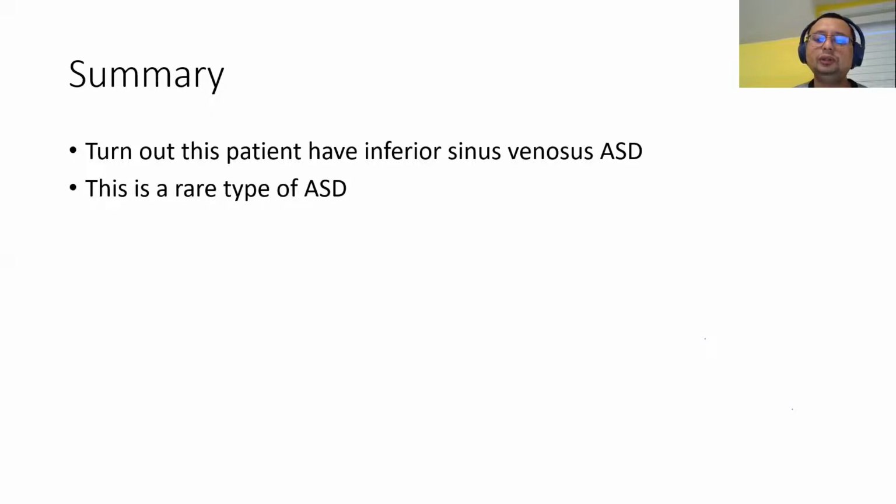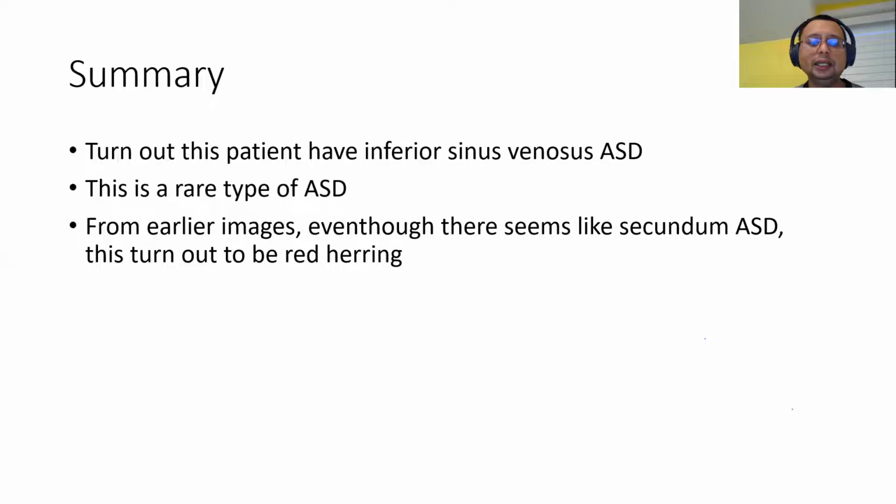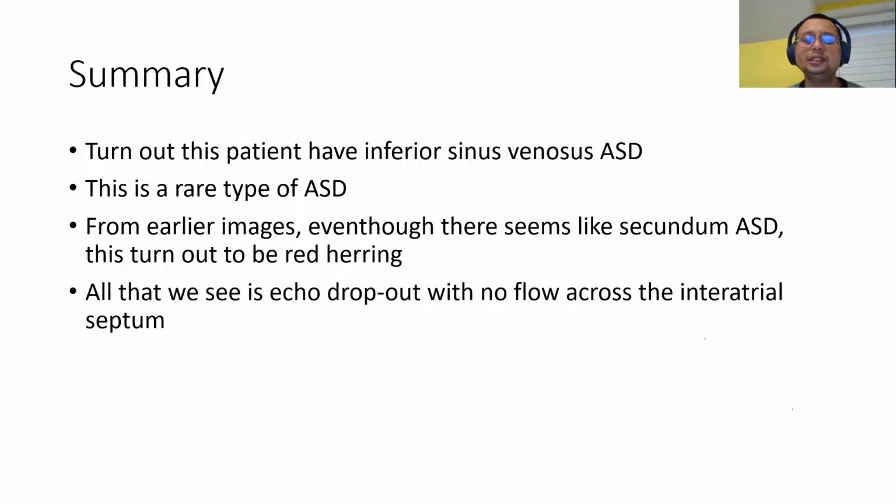Surprisingly, this patient does not have anomalous drainage of the pulmonary vein. From the earlier images, even though it seemed like secundum ASD, this turned out to be a red herring. All that we see is echo dropout with no flow across the interatrial septum. So that is actually inferior sinus venosus ASD.